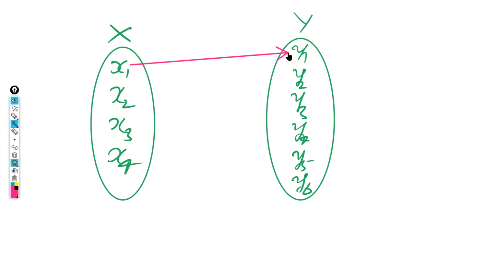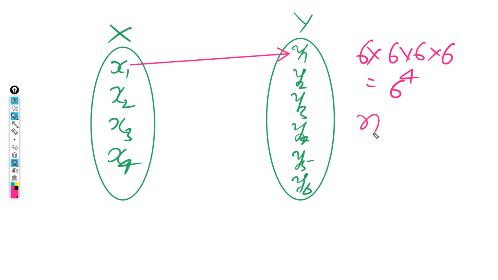X1 can be mapped to any one of these 6, not all 6, not more than 1, please. So X1 has how many chances here? X1 has 6 chances. Even X2 has 6 chances, and X3 has 6, and X4 has 6. So it is n(Y) raised to n(X), 6 power 4 different types of functions that can be formed. That's what I wrote. n of B whole power n of A gives you the total number of functions. Understand that?